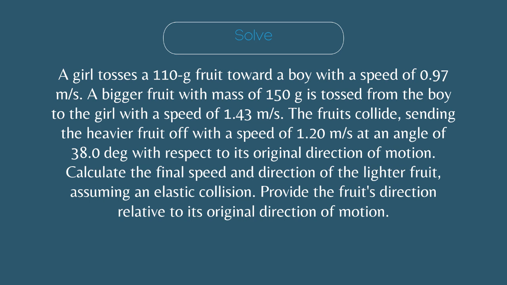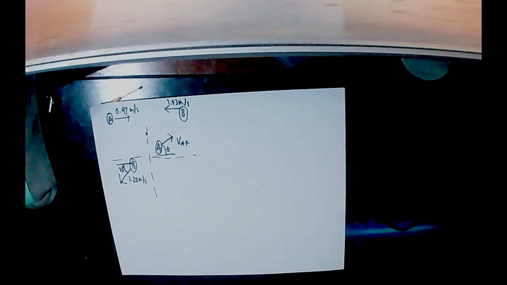A bigger fruit with a mass of 150 grams is tossed from the boy to the girl with a speed of 1.43 meters per second. The fruits collide, sending the heavier fruit off with a speed of 1.20 meters per second at an angle of 38.0 degrees, with respect to its original direction of motion. Calculate the final speed and direction of the lighter fruit, assuming an elastic collision. Provide the fruit's direction relative to its original direction of motion.